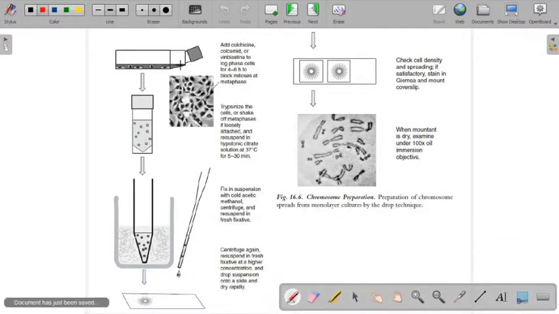If we look at the complete procedure, we have cells in the flask. Now we don't know their nature or which species these cells belong to. So first of all we need to add colchicine, which some companies sell under the name colcemid, or vinblastine. These chemicals help arrest cells in metaphase during mitosis, holding them in the log phase.